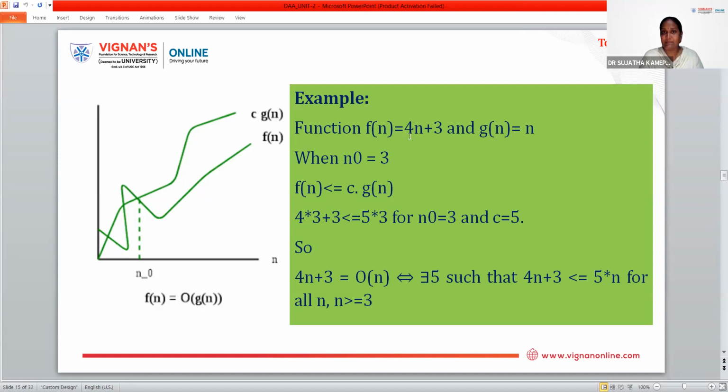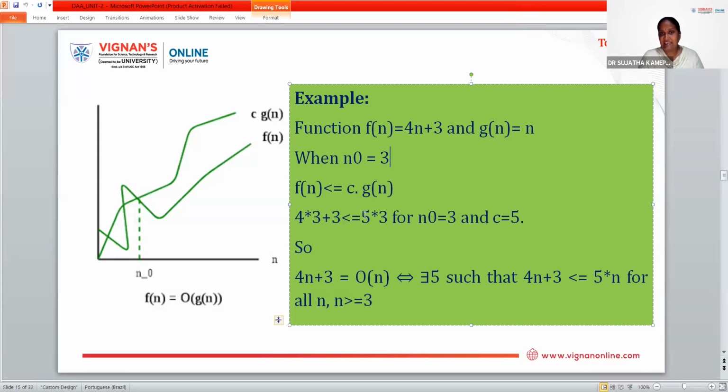Here you can see we are taking n naught equal to 3 and c equal to 5. Let us see why we need to take c as 5. Here you can see the function f of n already contains a multiple of 4 for n, and in addition to that multiple of 4, it is added with 3. Definitely, c into g of n should be greater when c is taken as 5. That's why we have taken it as 5.